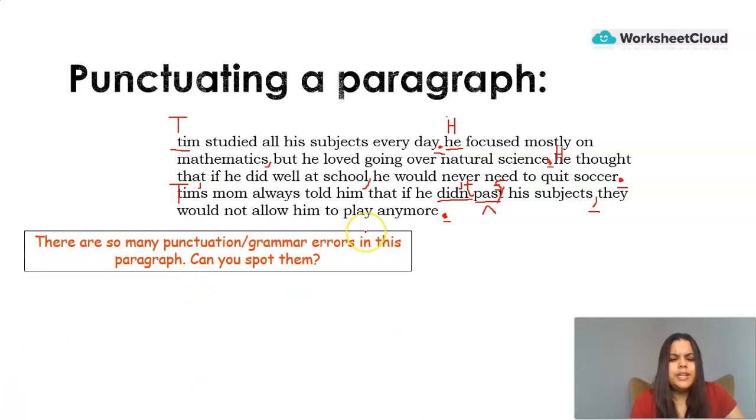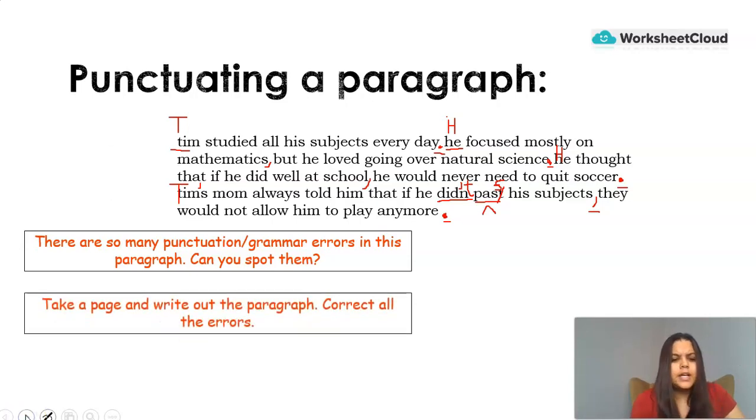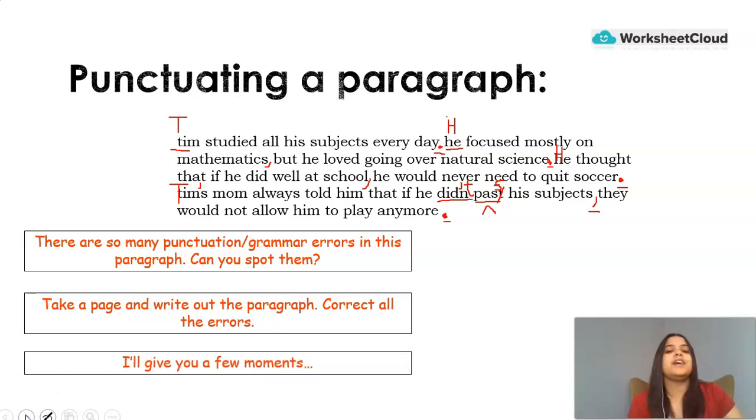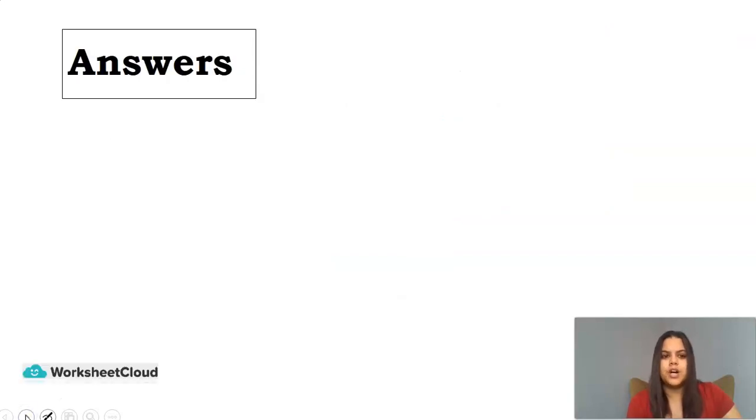So, there are so many grammar errors in this paragraph. Can you spot them? Yes, we could. We could see where the grammar errors were. Right, I already explained to you that you have to take out a page to write out all the errors that you could find. And I gave you a little while to complete them. Right, so we are going to move on now and see if we were right in the way we worked out what the mistakes were in this paragraph. The answers.